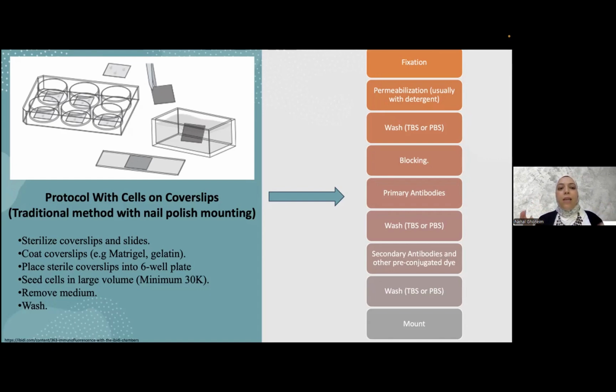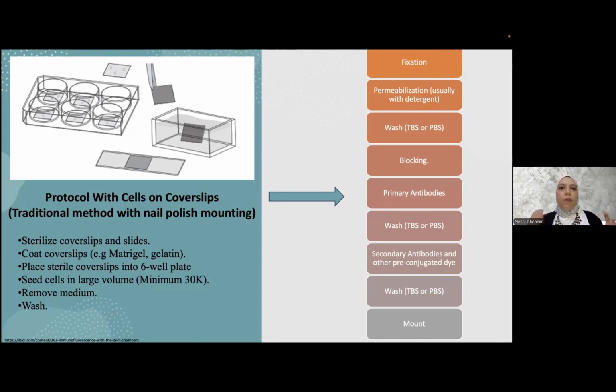So we place the sterile cover slips into the 6-well plate, and then we seed the cells in a large volume. Usually I use 30K cells on the cover slips, not too much and not too little.